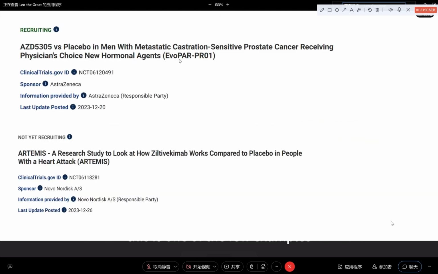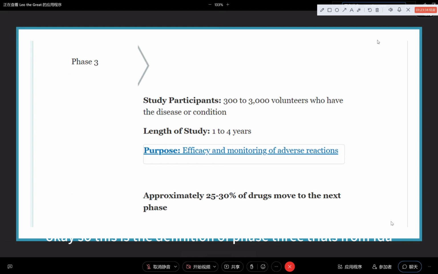So this is one of the few examples of the studies ongoing in phase 3 in Malaysia. We can see that this is AZDEX D505 versus placebo in men with metastatic prostate cancer. And the other one is how zitifekimab works compared to placebo in people with a heart attack. So you're giving a placebo and also the real drug and seeing what the effect is. Okay. So this is the definition of phase 3 clinical trials from the FDA.